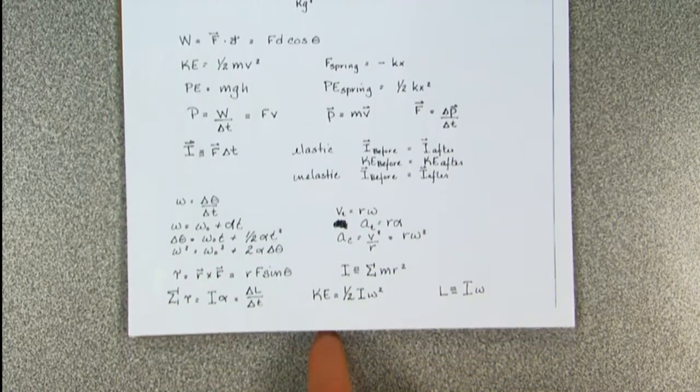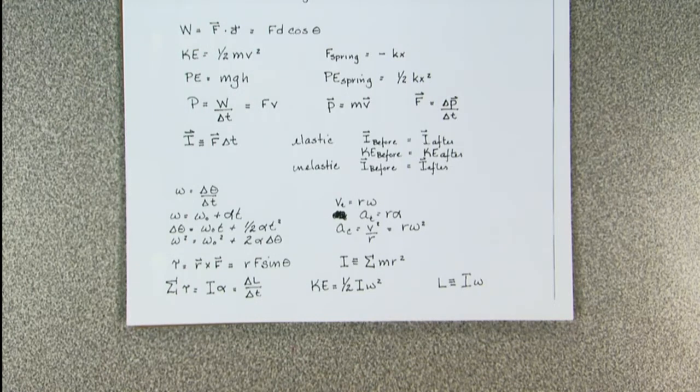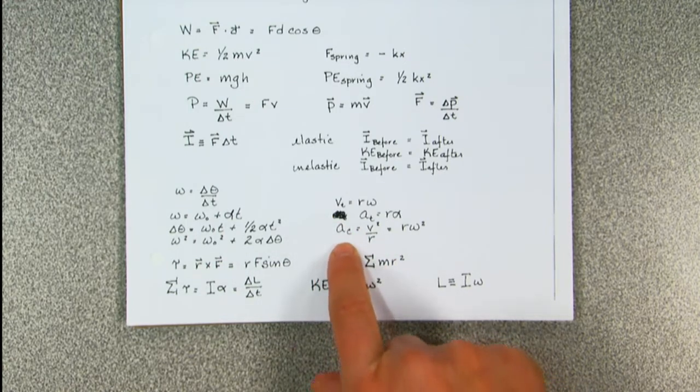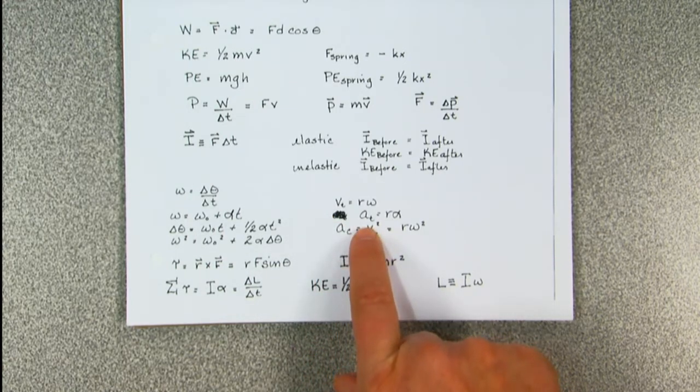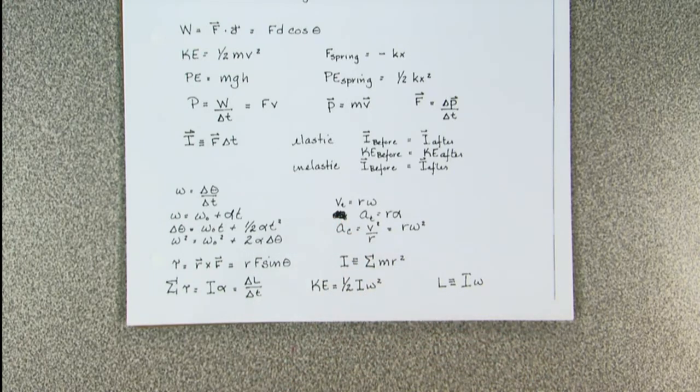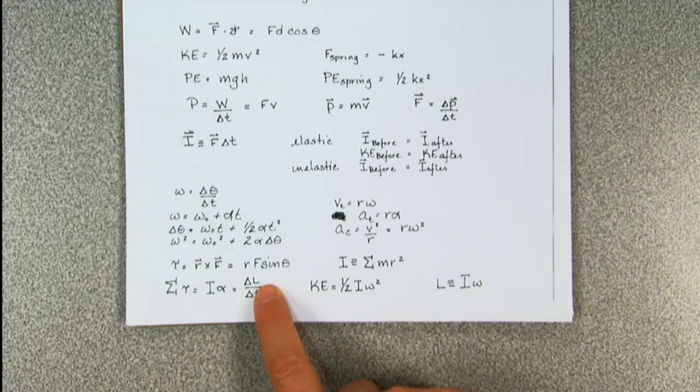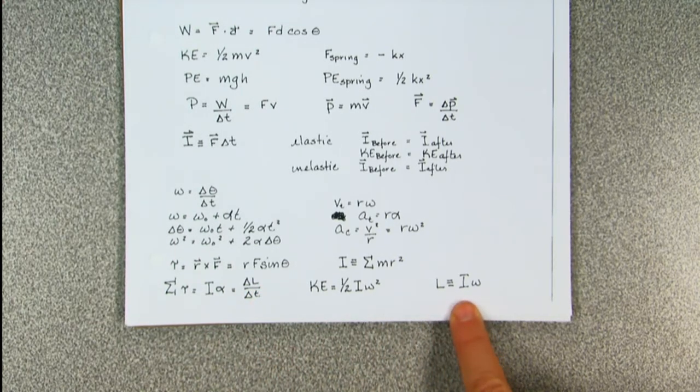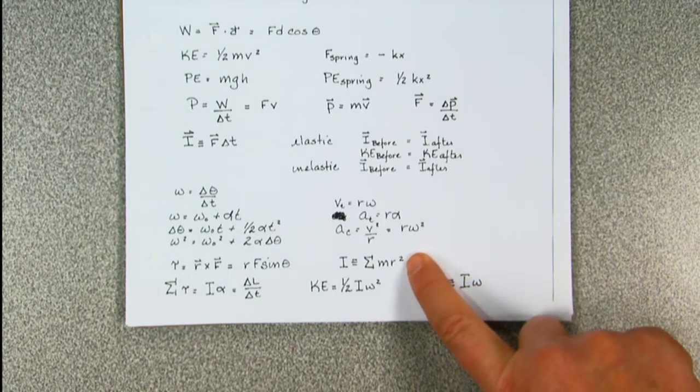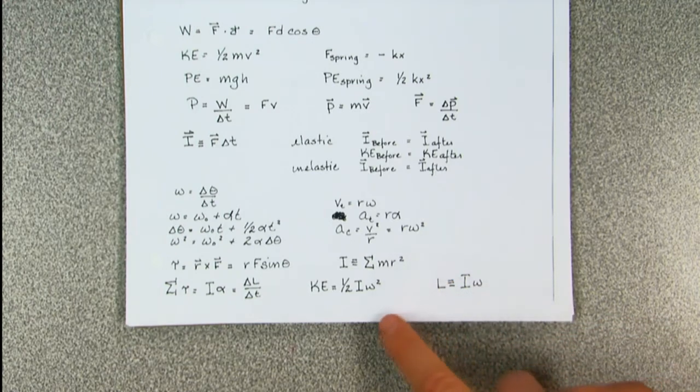Then when I get down to my angular motion, there are my kinematics equations in my angular motion. There are my conversions between centripetal acceleration, tangential acceleration, and my tangential velocity. There's my torque. This is the sum of the torques. And L is angular momentum. And there's my angular momentum equation. And there's my general form for my moment of inertia. And there's my kinetic energy form with my moment of inertia.